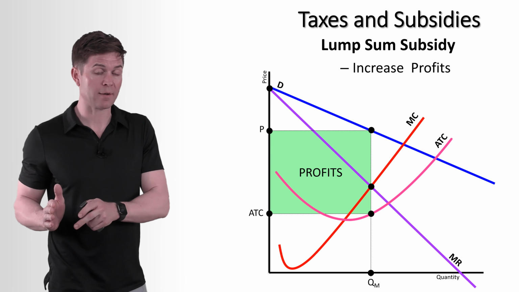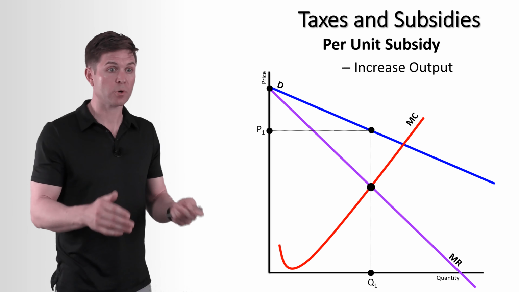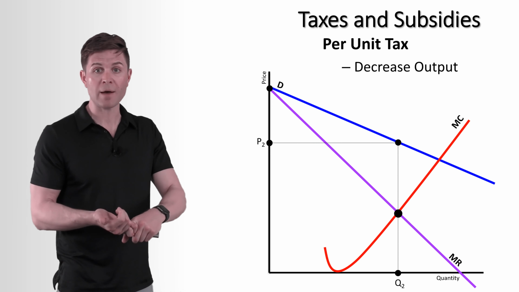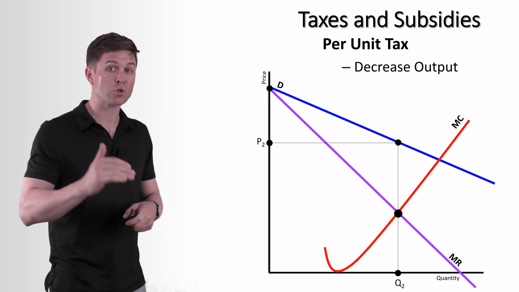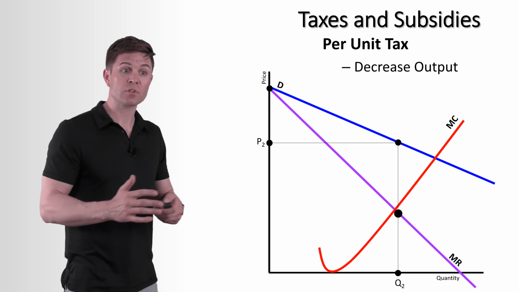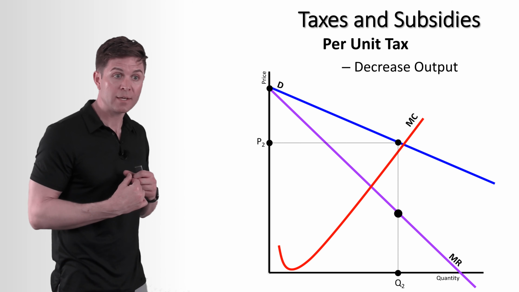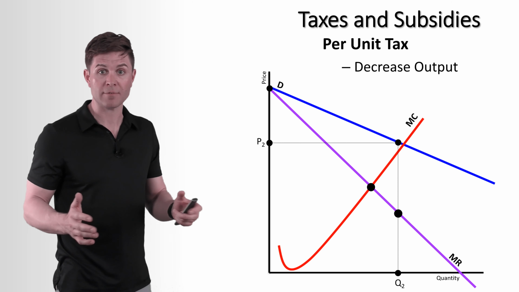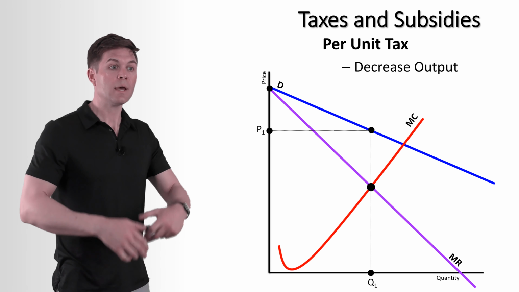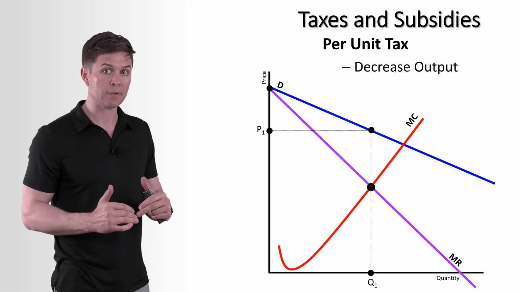Now, a per unit subsidy or per unit tax is going to change the output. The per unit subsidy is going to shift our MC curve to the right. It's going to give us a new profit maximizing quantity of output because marginal cost is impacted here. A per unit tax is going to shift the MC curve to the left, and it's going to reduce the quantity of output. It's going to give us a new profit maximizing quantity of output, and it's going to drop the output in the market.